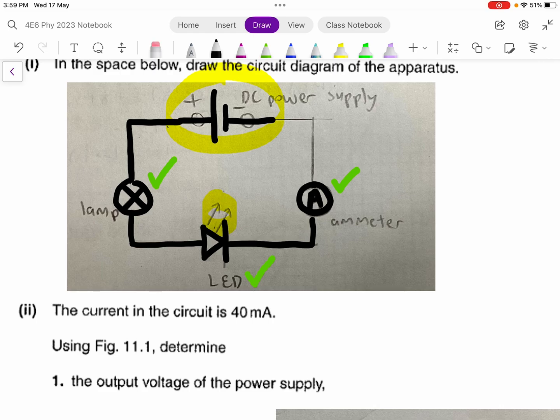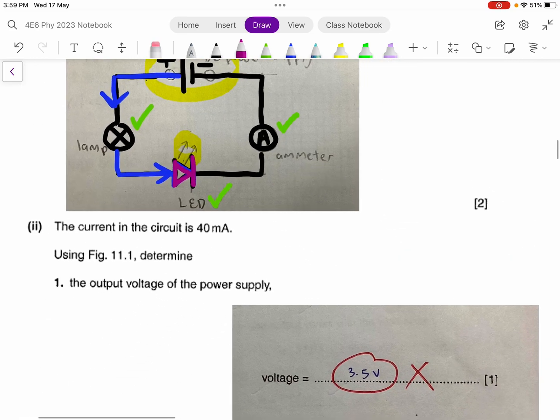By the way, you need to take note that if you put your orientation like that, your current is going to go this way. So please make sure that the direction of your diode is correct. If not, you won't be able to even form a closed circuit. Okay, for the last part, it is pretty straightforward.